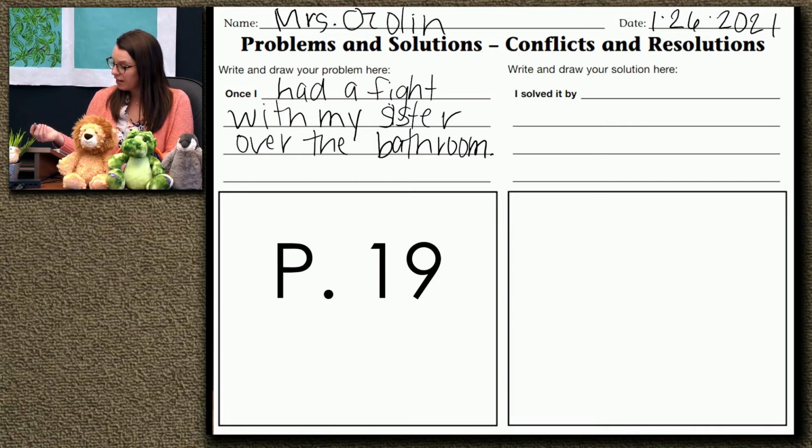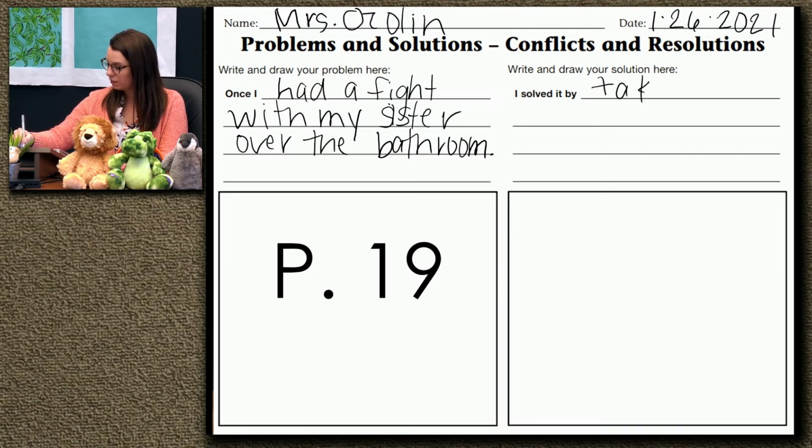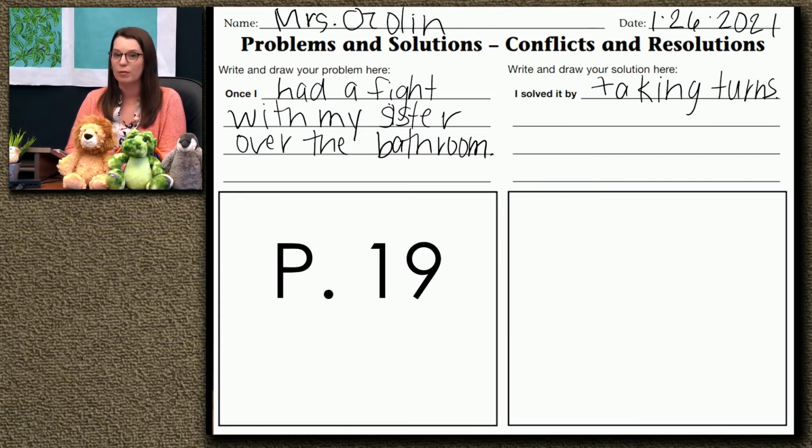And then on the other side, it says, write and draw your solution here. I solved it by, well, after we hurt each other, which was not a good solution, we figured out that we could take turns. So I solved it by taking turns. And I'm pretty sure our mom had to help us come up with that solution. And then in that box, that's where I would draw a picture of how we solved the problem.